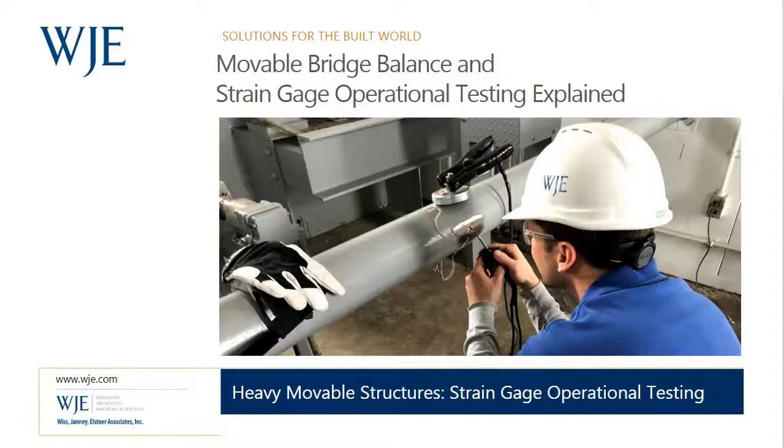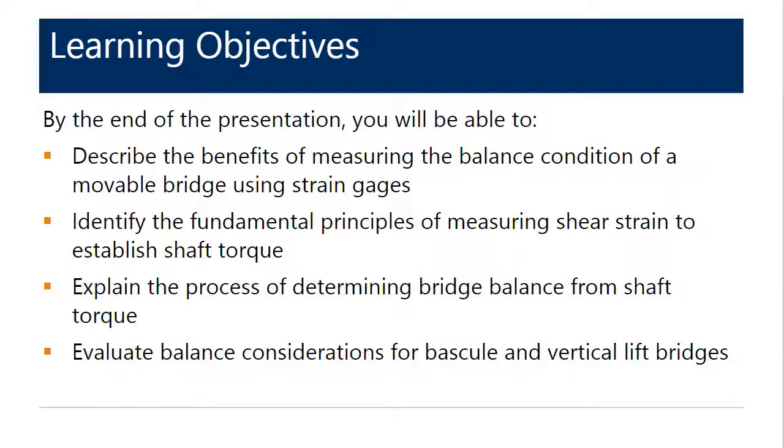This collective experience has led us to want to share the fundamentals of strain gauge operational testing for the movable bridge industry. By the end of today's presentation, you will be able to describe the benefits of measuring the balance condition of a movable bridge using strain gauges, identify the fundamental principles of measuring shear strain to establish shaft torque, and how to take that shaft torque and process it to determine bridge balance. In addition, we will go over balance considerations for bascule and vertical lift bridges.